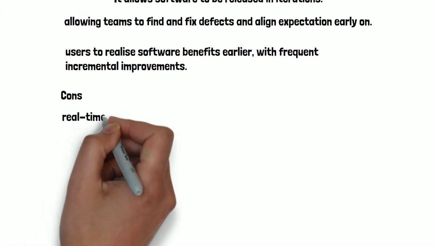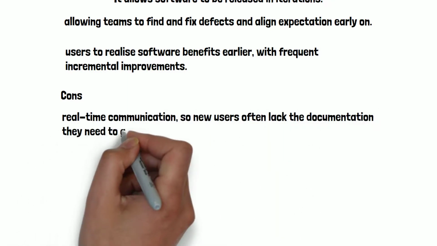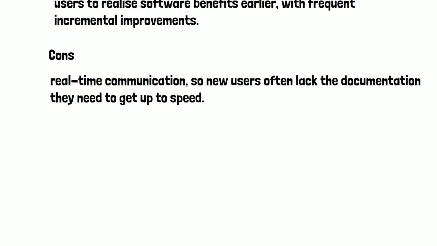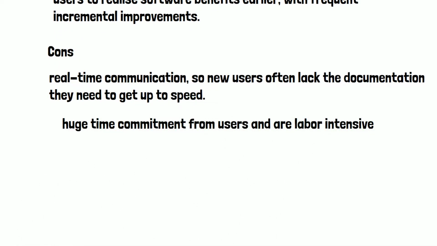Cons. Agile development methods rely on real-time communication, so new users often lack the documentation they need to get up to speed. They require a huge time commitment from users and are labor-intensive because developers must fully complete each feature within each iteration for user approval.